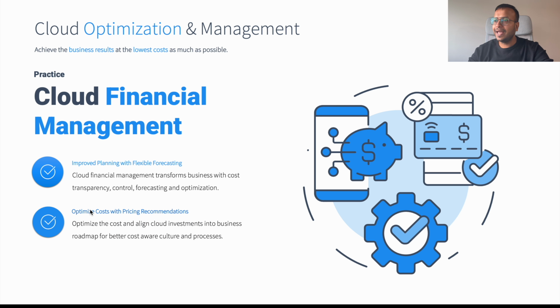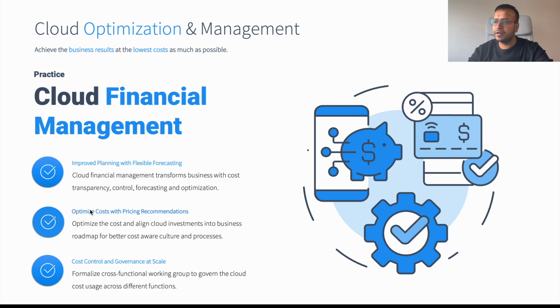Optimize the cost and align cloud investments with the business roadmap for a better cost-aware culture and processes. It is important to choose the right pricing model based on the requirements for both performance and cost efficiency, and adjust as needed. We will discuss this point later in the video. Formalize a cross-functional working group to govern cloud cost usage in a simple and easy way across different functions. It may include billing information, spend summary, and breakdown of all service costs incurred at the organization level, along with discounts and credits.